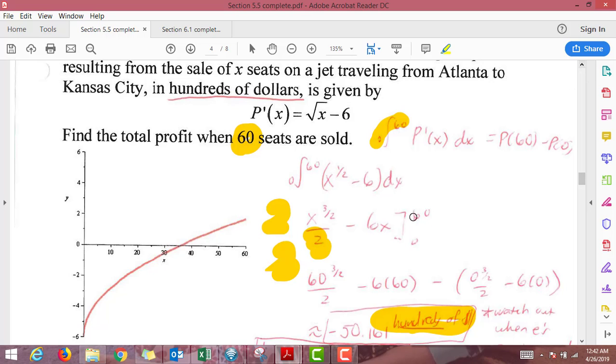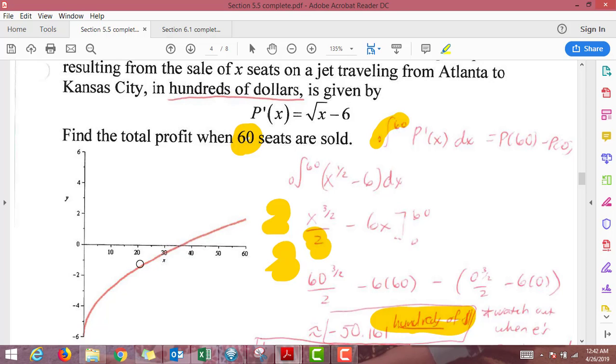And so if they only fill 60 seats, they're still going to be at a loss of $5,000. They still haven't covered the cost of the fuel and the flight attendants and the snacks they give you and the pilot. And so they're going to put you on another plane that's going to be more full so they can actually make a profit.